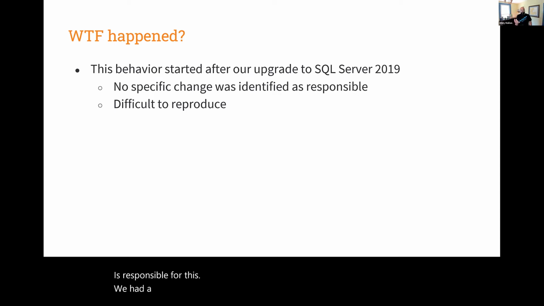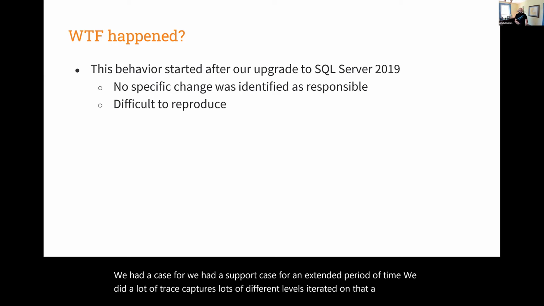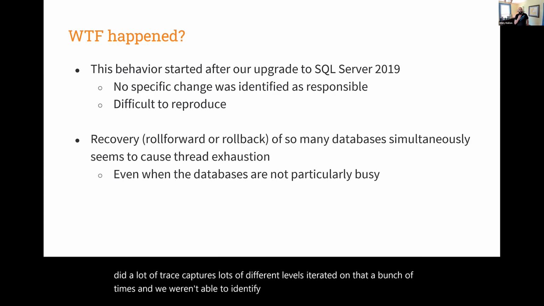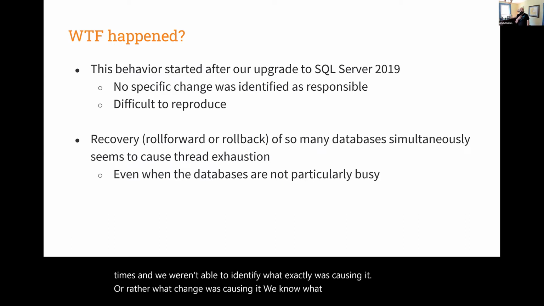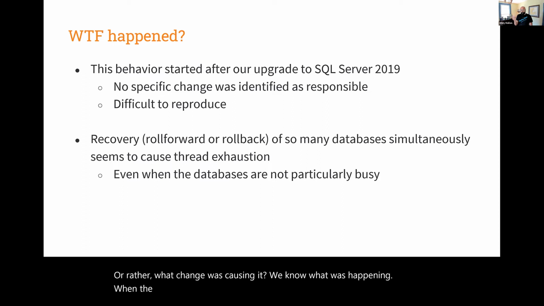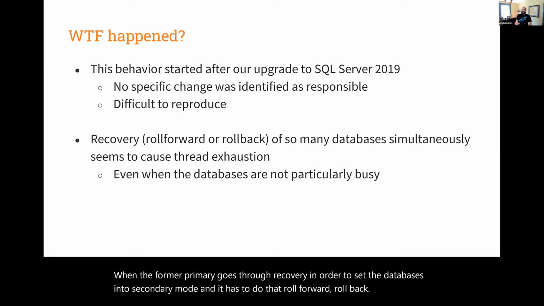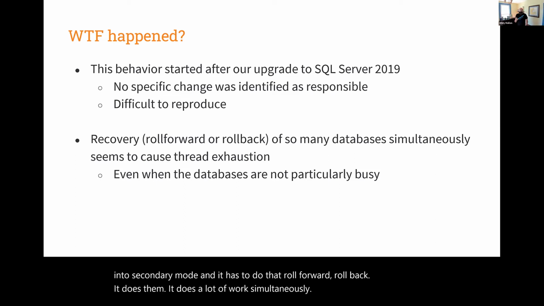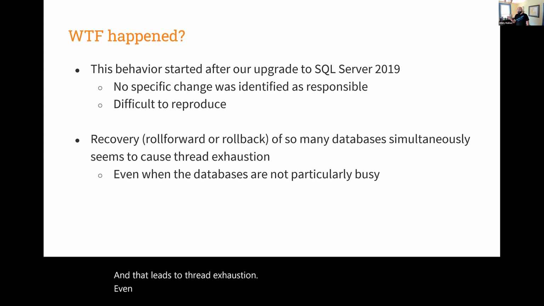We had a support case for an extended period of time. We did a lot of trace captures, lots of different levels, iterated on that a bunch of times, and we weren't able to identify what exactly was causing it. Or rather, what change was causing it. We know what was happening when the former primary goes through recovery in order to set the databases into secondary mode, and it has to do that roll forward, roll back. It does a lot of work simultaneously, and that leads to thread exhaustion. Even when the databases are not particularly busy, even when the databases are not particularly large.